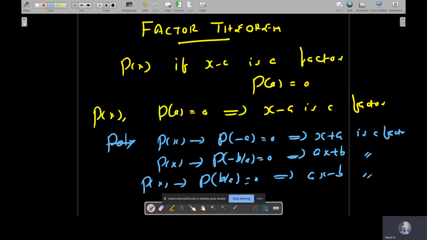Hope it is clear. In the polynomial p(x), if x minus a is a factor, then p(a) is equal to 0. Similarly, if x plus a is a factor, p(minus a) is equal to 0. If ax plus b is a factor, then p(minus b by a) is equal to 0. If ax minus b is a factor, then p(b by a) is equal to 0. Hope all of you understand this much. You have to watch it, and if you have any doubt, you can ask me.